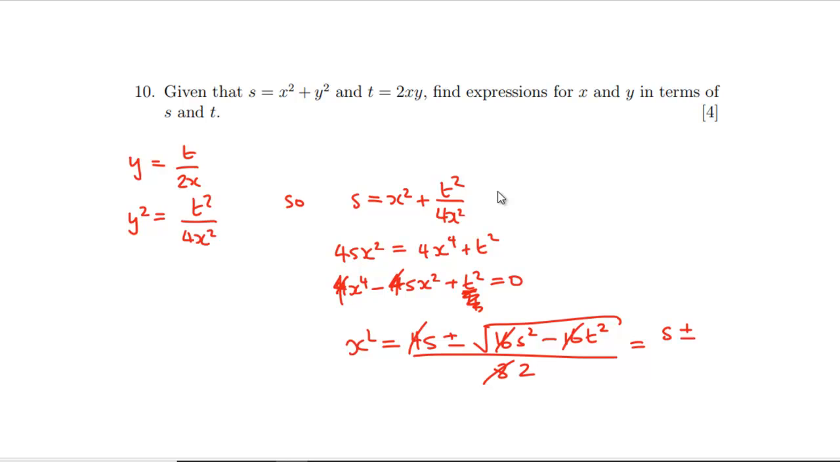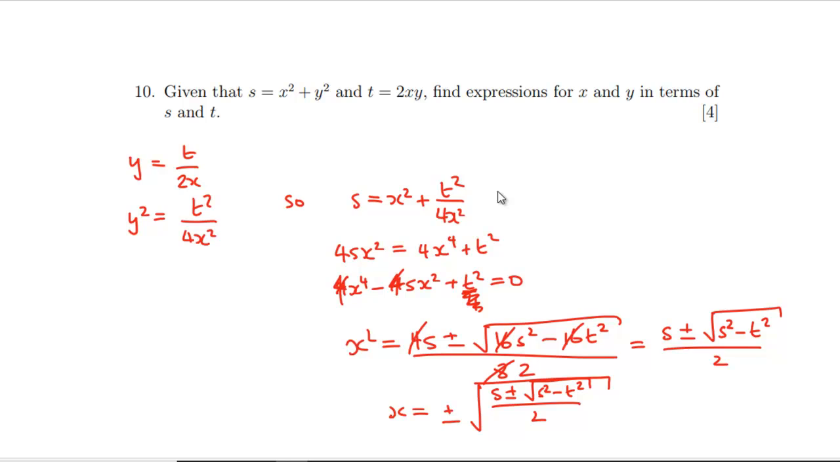So we've got s plus or minus the square root of s squared minus t squared, over 2. That's x squared. So x is equal to plus or minus the square root of s plus or minus the square root of s squared minus t squared, over 2. That looks so bad, it makes me wonder if I've done something wrong or taken a really bad method. But that's an expression for x in terms of s and t.